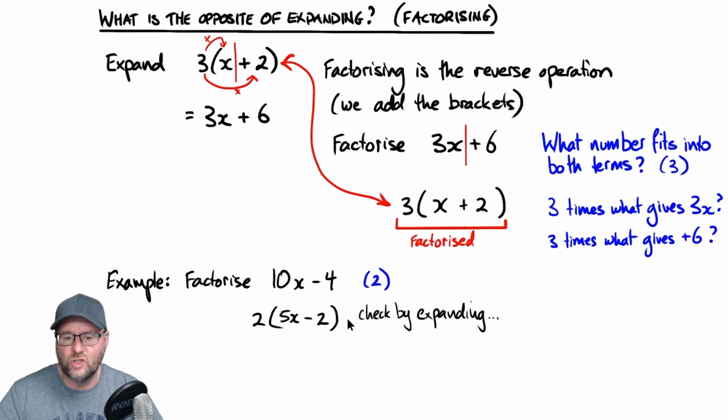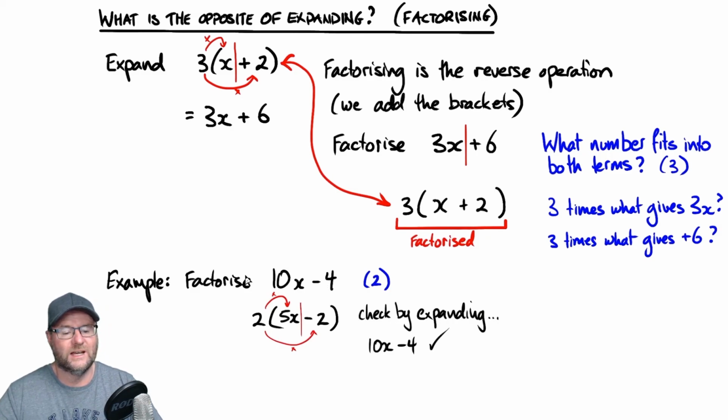Okay, I'm going to check that I got my factorisation right by reversing the process, just to expand it again and see if I get what I started with. Let's have a look. 2 times 5x gives me my 10x, and 2 times negative 2 gives me my negative 4, which is exactly what we started with. So I have successfully factorised the expression 10x take away 4. Good job, well done.